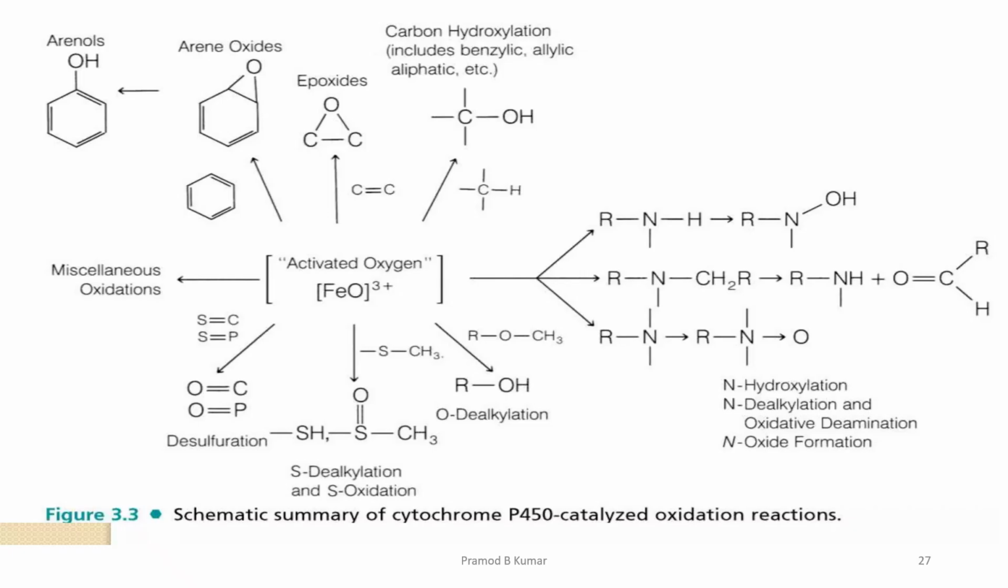And this particular enzyme is involved in various reactions. Benzene gets converted into an arene oxide, which gets converted to phenol and further oxidized. Benzylic and allylic compounds get converted into phenols. Double bonds get converted into epoxides.